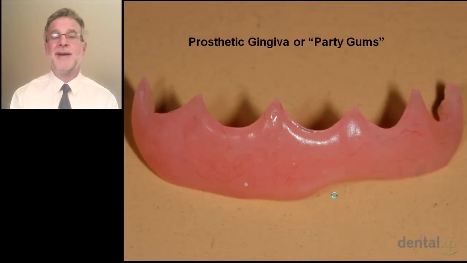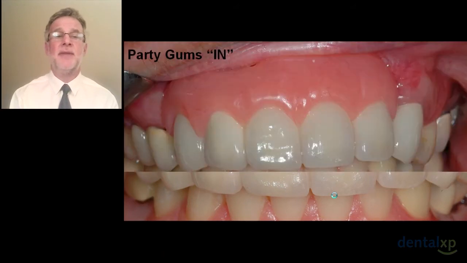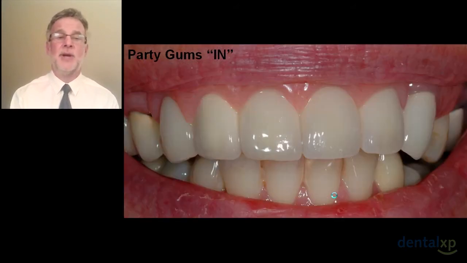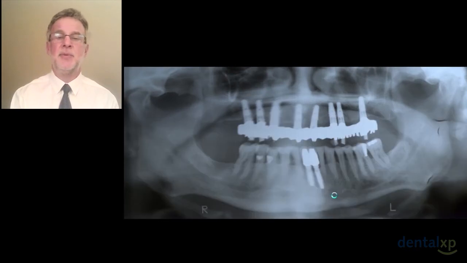Well, one solution can be, and this is a joke, party gums, but it can work. Here's a patient with the party gums out, and there's how it looks with the party gums in. So a removable acrylic gingival veneer that just snaps into the undercuts of the teeth. Not what I'm suggesting as a mainstream form of treatment, but something that might bail you out on a difficult case. And again, full arch maxillary implant restorations that are more acrylic or a hybrid type design.